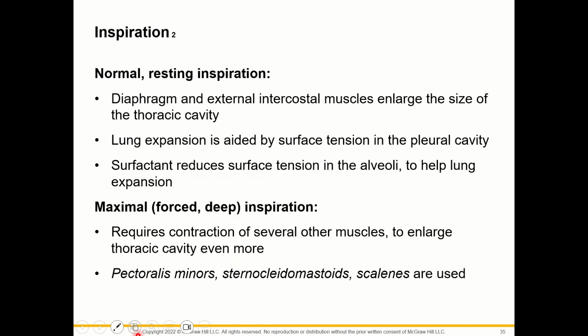All right, normal resting inspiration. The diaphragm and the external intercostal muscles enlarge the size of the thoracic cavity. Lung expansion is aided by surface tension in the pleural cavity, and surfactant reduces the surface tension in the alveoli to help lung expansion. Remember, I said I wasn't going to get ahead of myself, but yeah, surfactant is something in your alveoli like a soap, and it helps to keep the alveoli open.